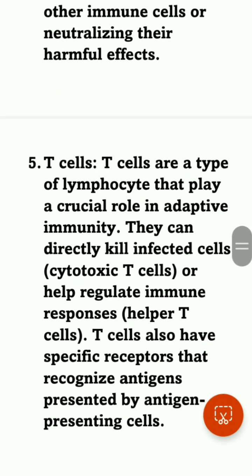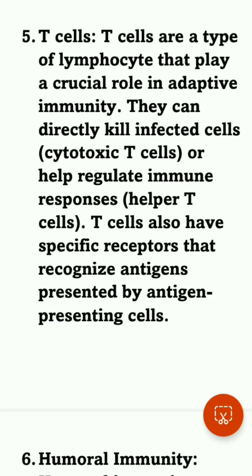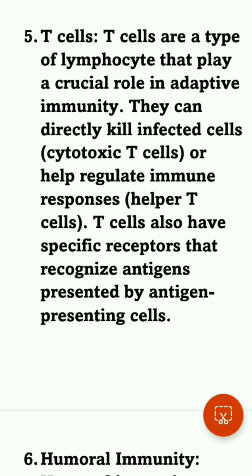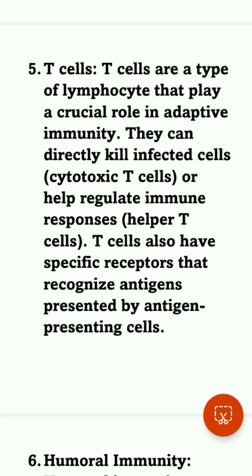And the fifth concept is T cells. T cells are a type of lymphocyte that play a crucial role in adaptive immunity. They can directly kill infected cells, also called cytotoxic T cells, or help regulate immune responses. T cells that help to regulate the immune responses are also called helper T cells. T cells also have specific receptors that recognize antigens presented by antigen presenting cells. This is T cell.